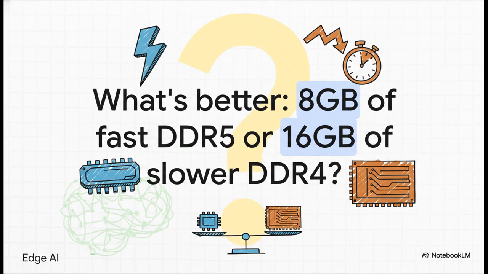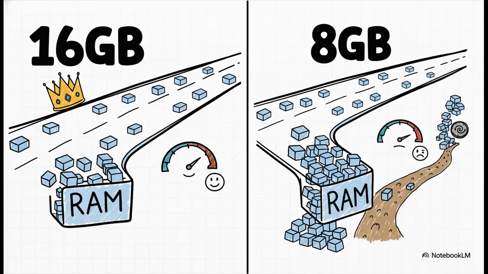So this leads to a question I see all the time, and it's a great one. It pits speed against size. If your budget is fixed, what's the smarter play? A smaller amount of the faster, newer tech, or a bigger amount of the older, slower tech? It's a classic engineering dilemma. And the answer, in almost every single case, is that capacity is king.